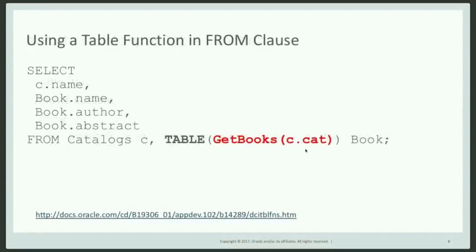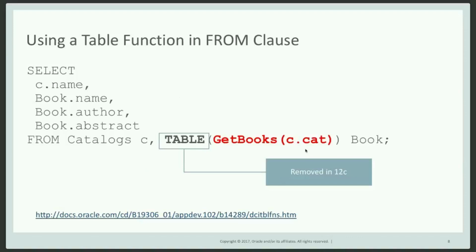So you might have, for example, the example that we have in the documentation. We have a table function called getBooks. We pass in a category, a table, and we'll produce a result set from that. And with 12c, we actually removed the need to prefix the table function itself with the keyword table. So you could actually drop that. So now it would be from catalogs, get books, etc. So you wouldn't actually have to prefix it with the table.